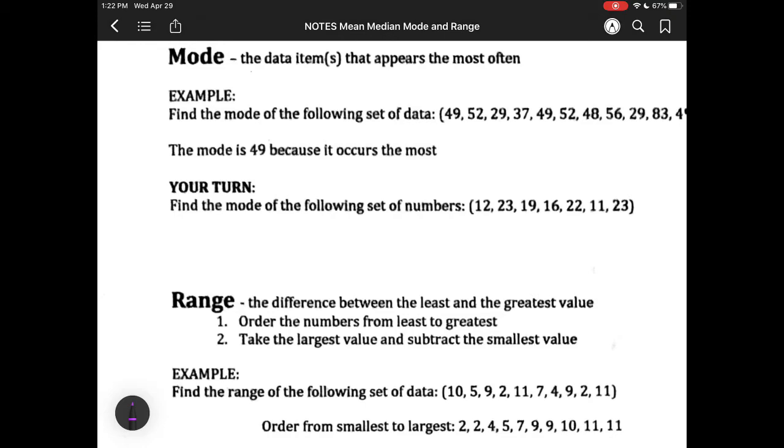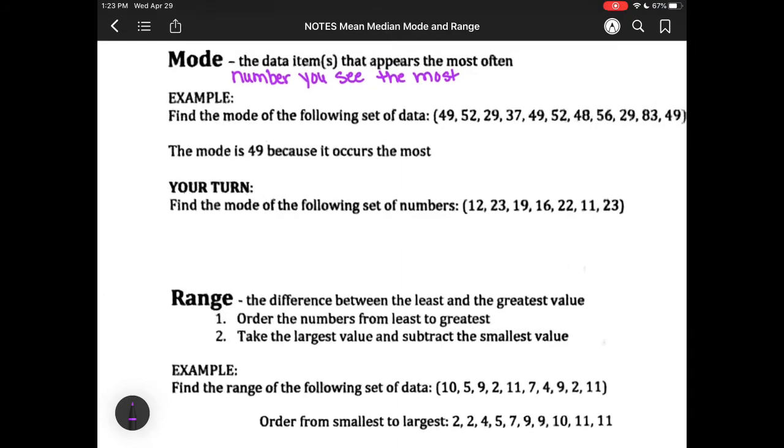Let's look at mode. Mode is the data item that appears most often. The number you see the most. I'll put that: the number you see the most.